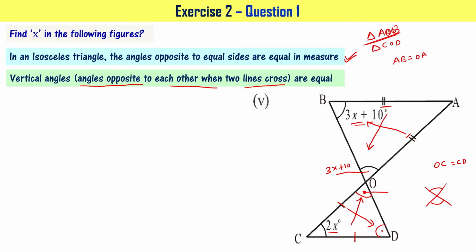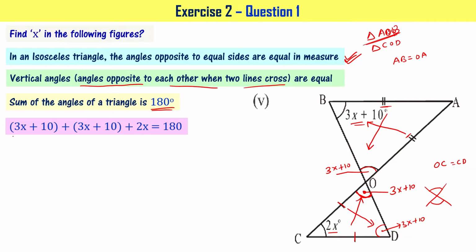As per that, this angle and this angle are vertical angles, right? It means this is also 3x plus 10. And as per the second statement, this is also going to be equal to 3x plus 10, right? Now let us consider triangle COD. The sum of the angles of a triangle is 180 degrees, right? Let me add the angles of triangle COD.